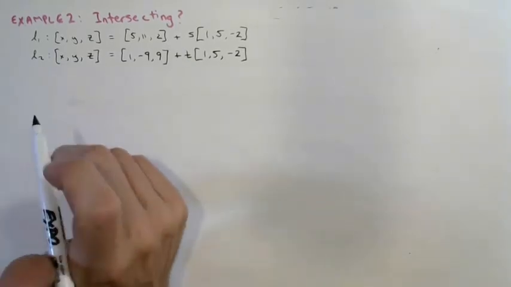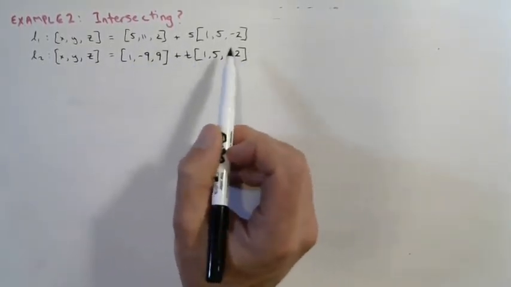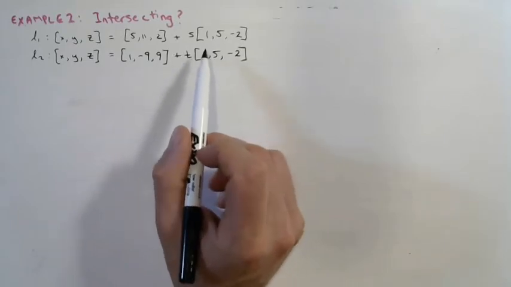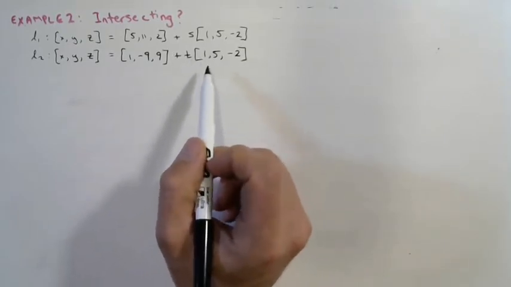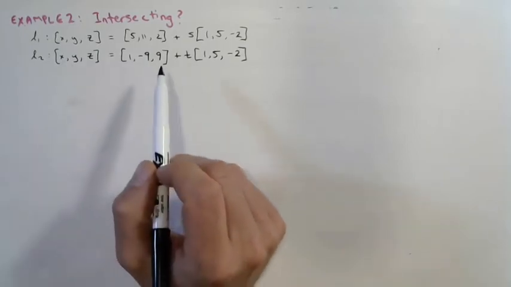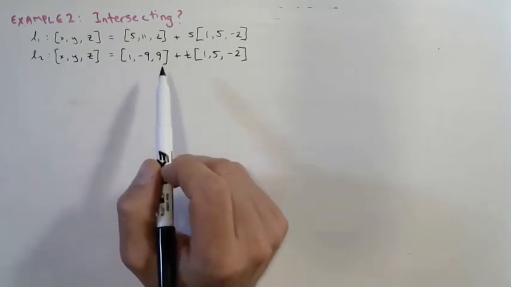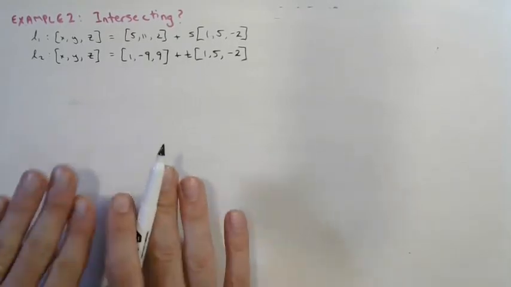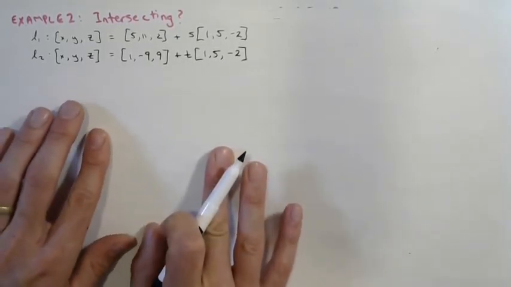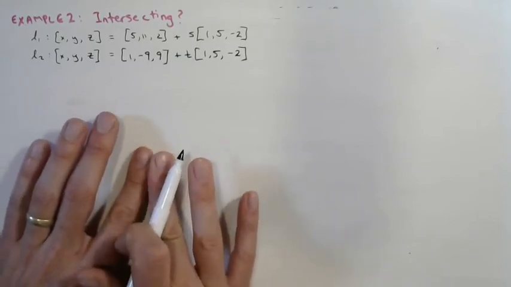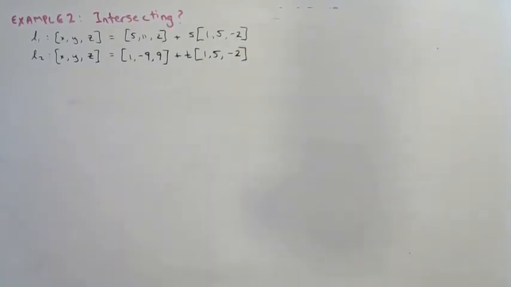All right, well, right away, what do you see? The direction vector for line 1 and line 2 are the same. So we know for sure that line 1 and line 2 are parallel. We just need to know if they're distinct and parallel, then they will have no intersection. If they are coincident, then they have an infinite number of solutions.